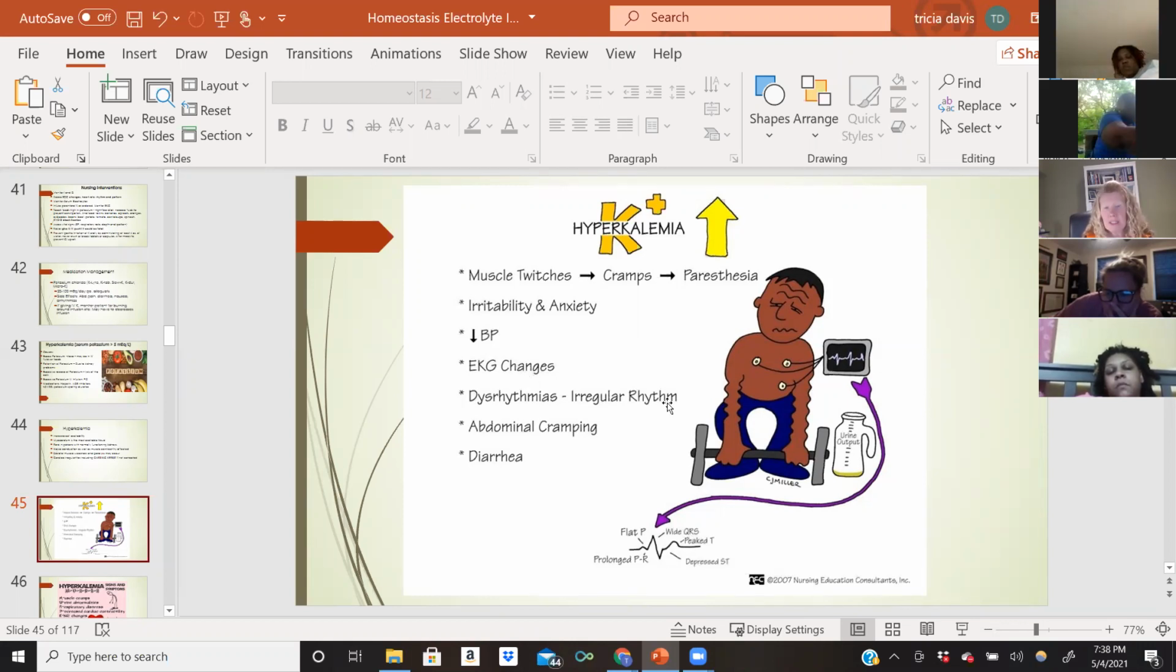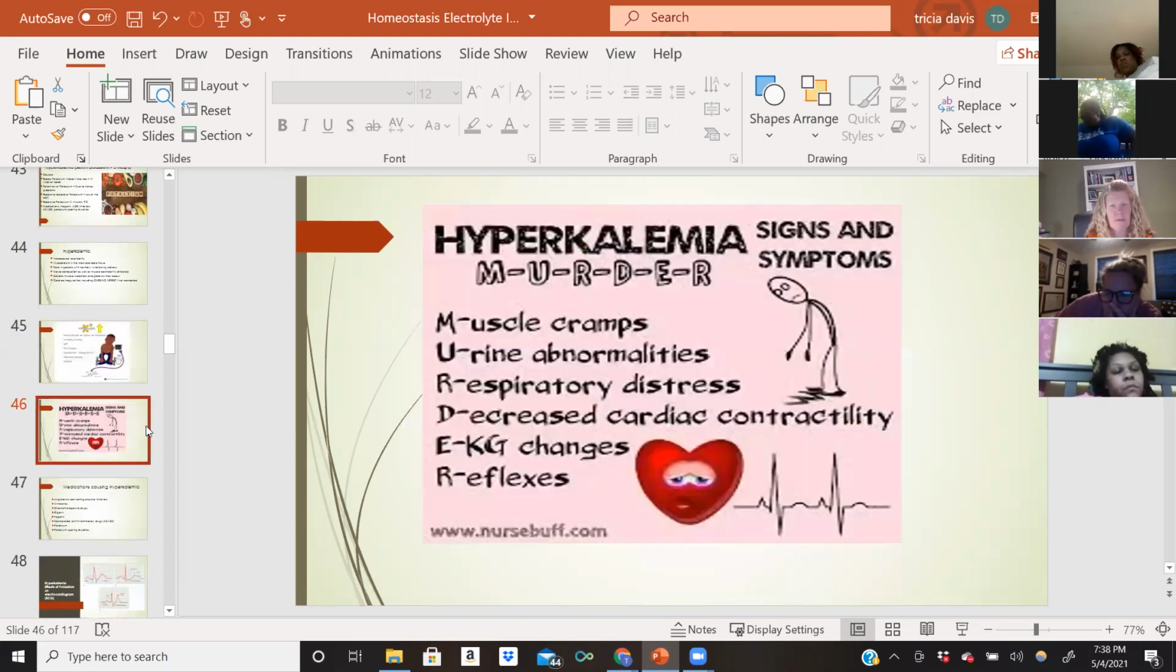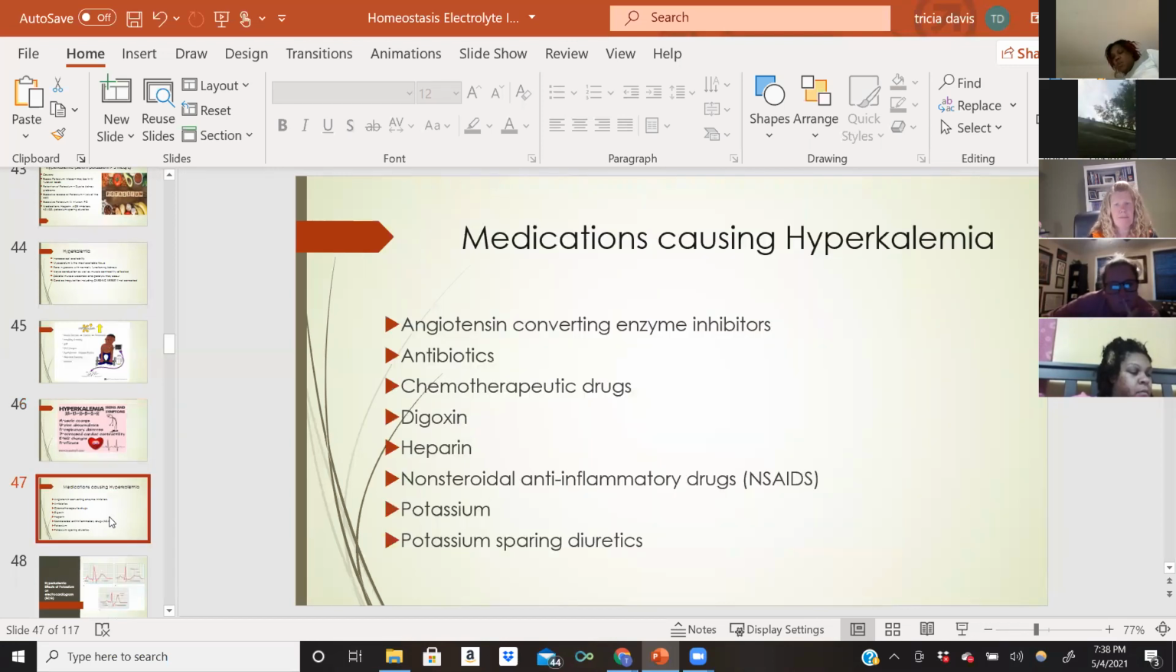We could see dysrhythmia, so you could have an irregular rhythm. The patient might complain of abdominal cramping, and they might have diarrhea. So when you think of hypokalemia, you can think of murder. M is for muscle cramps, U is for urine abnormalities, R is for respiratory distress, D is for decreased cardiac contractility, E is for EKG changes, and R is for reflexes.